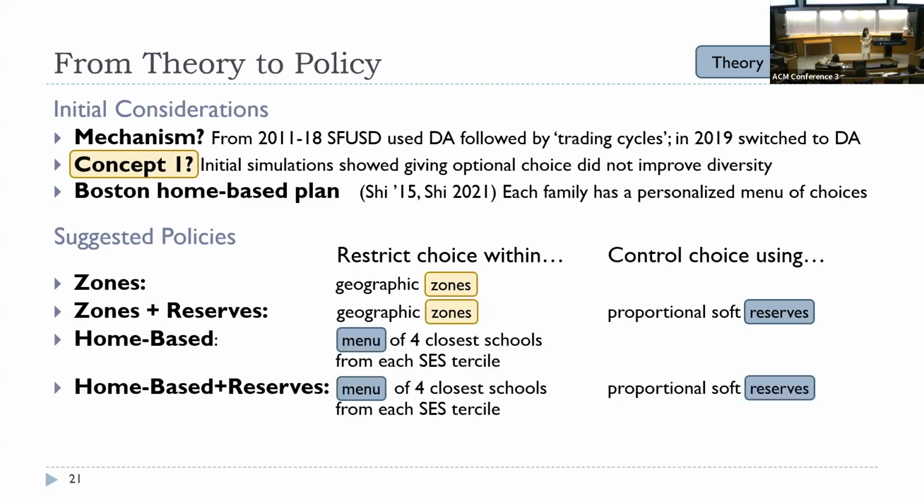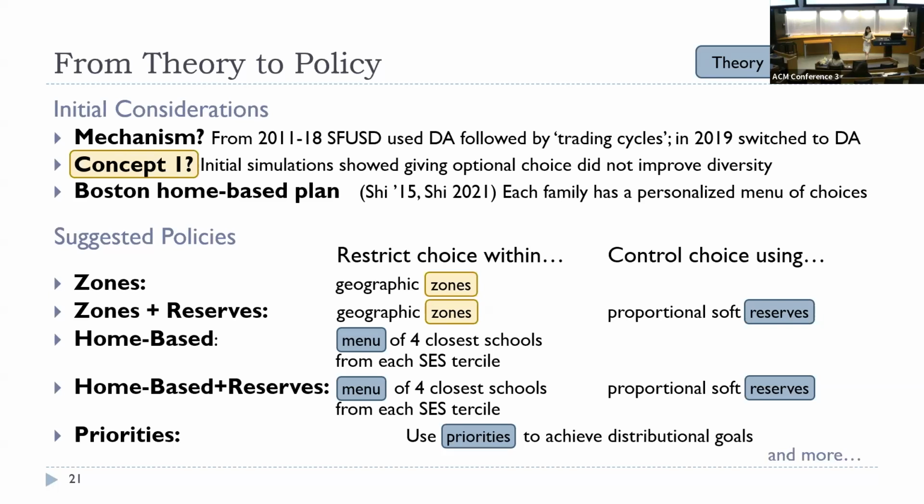In addition, we also looked at a home-based plan. This is similar to what Boston Public Schools has done with the work of Peng Shi. This is using a more optimization-based approach. And then finally, we also looked at priorities, which is what the school choice literature would usually say to do: just use priority to try to achieve any distributional goal. We hacked together some priorities that we're trying to really improve on diversity. We're going to see how those perform.